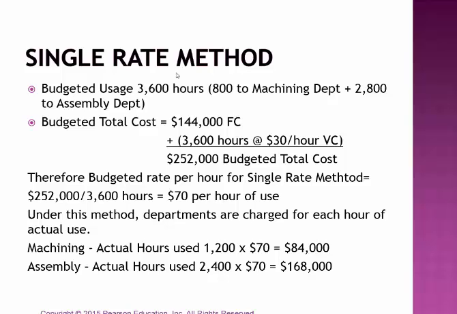All right, so again, notice this is a single rate. We take our budgeted total fixed cost for the period. We add it to the budgeted hours at the budgeted rate for variable cost and come up with a total amount that we believe we are going to incur for the period. And then we divide that by the budgeted hours to give us a single hourly rate to use. All right, and this is going to be our budgeted rate, but we're going to allocate it based on actual hours used.